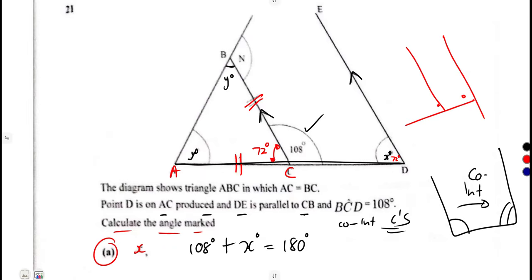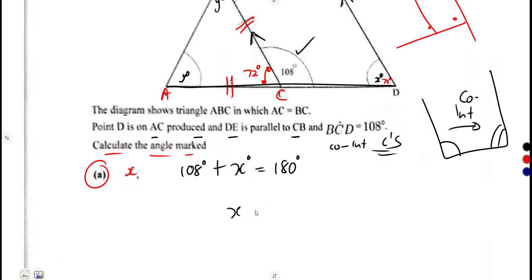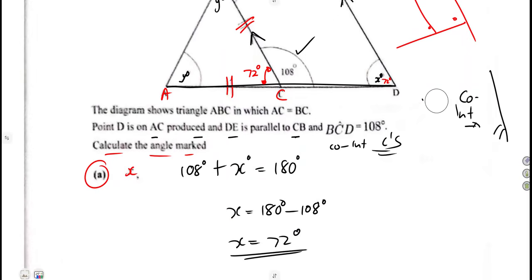Co-interior angles. So you can solve for x from that. x is going to be 180 degrees minus 108, which is going to give us the same as before, 72 degrees. So many ways. There are so many ways that you can answer this type of question.